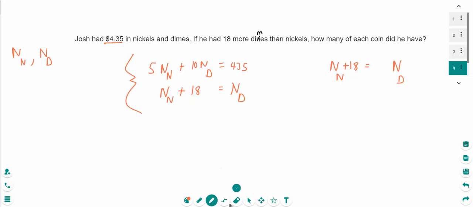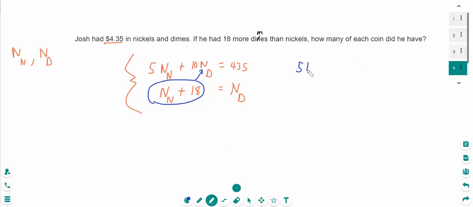Okay, so what should we use? Substitution, elimination to solve this system of equations? Again, we could use either. It's totally a matter of preference. I look at this though and I go, yep, I'm going to use substitution. Because again, it's already solved for one variable right here, n sub d. So I can take that first equation and simply plug this in for the n sub d in the first equation. So let's go ahead and do that.